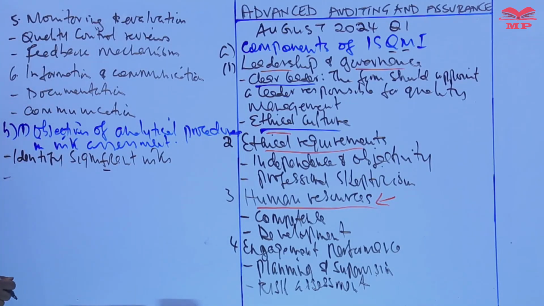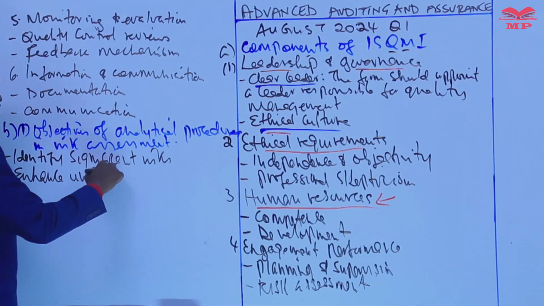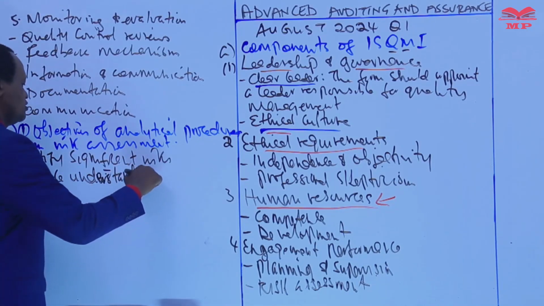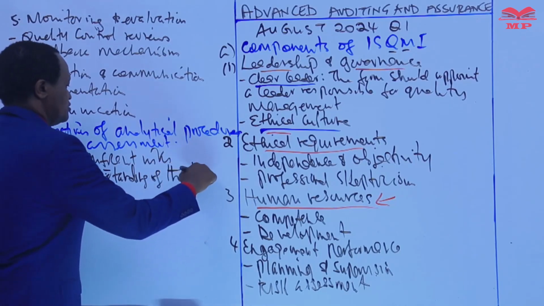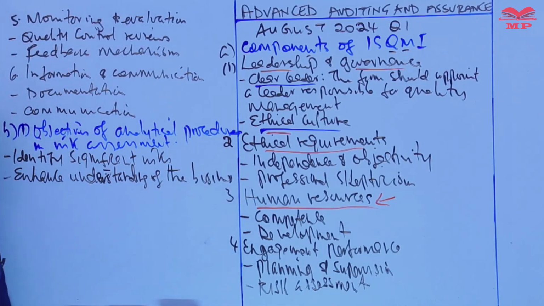The second objective is that analytical procedures enhance understanding of the business. Analytical procedures can provide auditors with a better understanding of the client's business and industry, which can help them identify relevant risks and also to assess the appropriateness of the client's accounting policies.